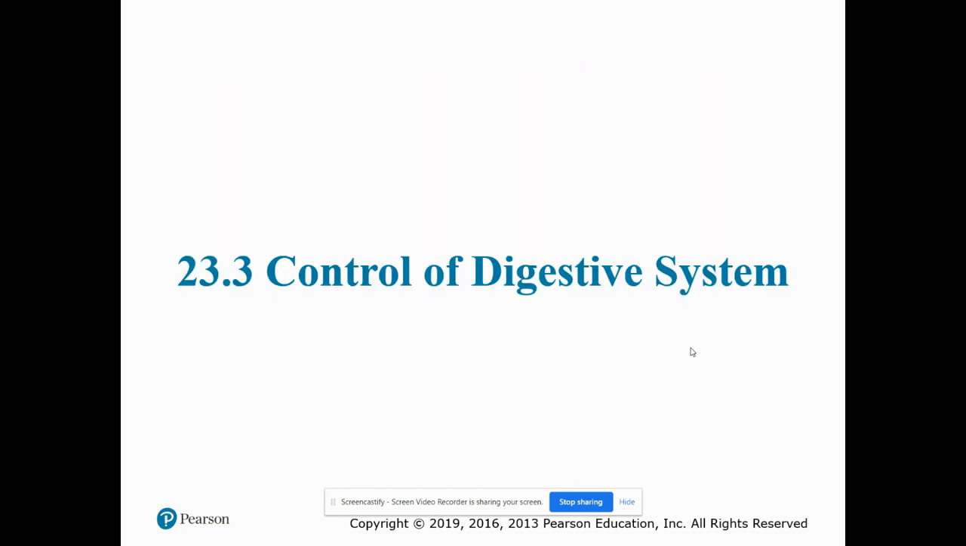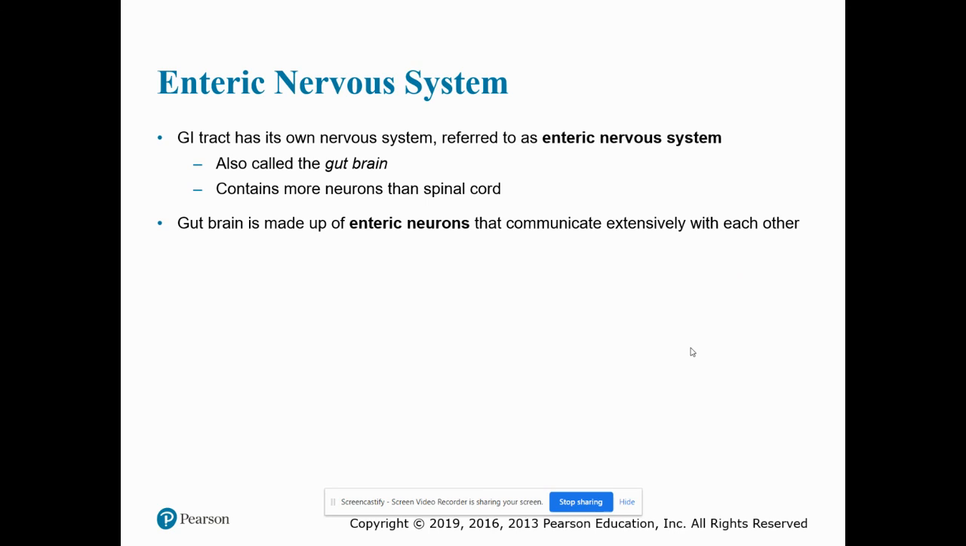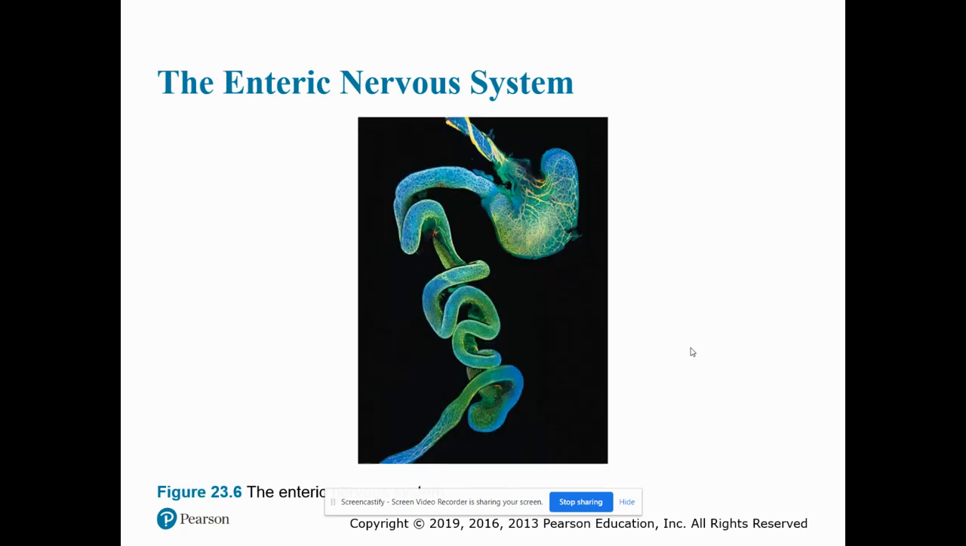Control of the digestive system. This is really the only slide I have on this. The next one's an image, but I didn't want to talk too much about this. I did want you to know a little bit about the enteric nervous system, which is the nervous system of the GI tract. The GI tract has its own nervous system. It's also called the gut brain, and it contains more neurons than the spinal cord. The gut brain is made up of enteric neurons that communicate extensively with each other. And this is an image of the enteric nervous system.